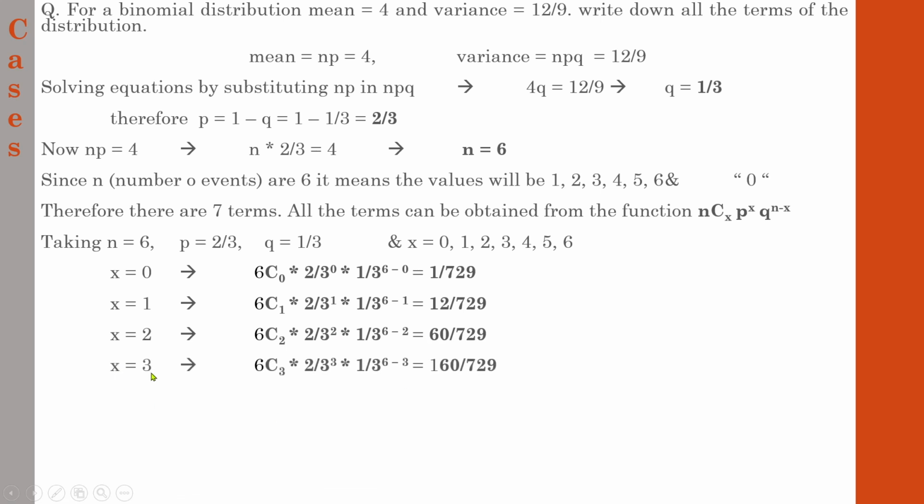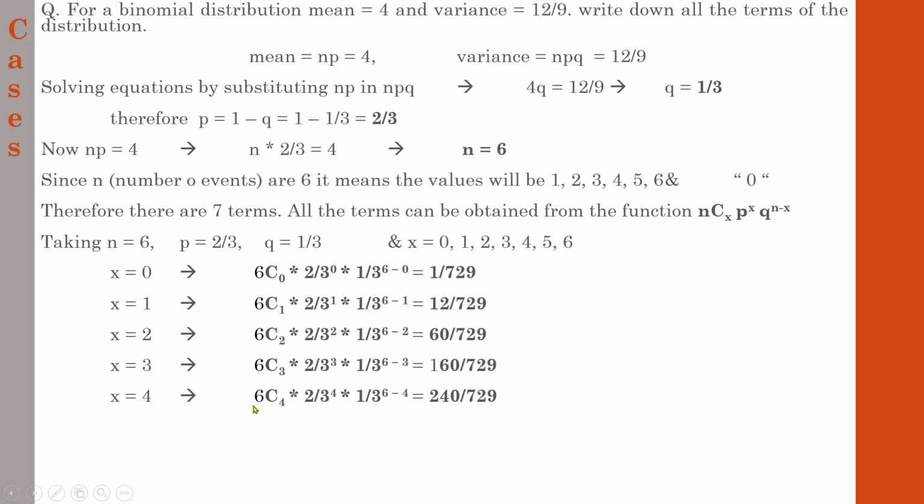Likewise, when x is 3, it will be 6C3 into (2/3) raised to 3 into (1/3) raised to 6 minus 3, you will get 160/729. Next one, when x is 4, it will be 6C4 into (2/3) raised to 4 into (1/3) raised to 6 minus 4, you will get 240/729.